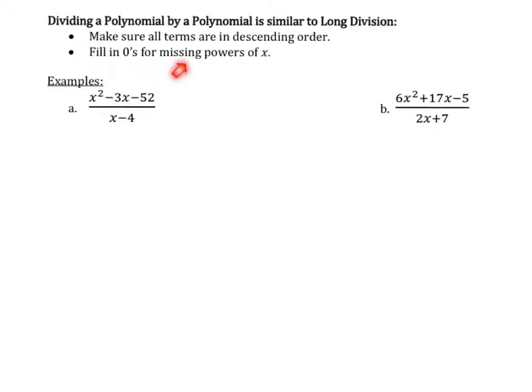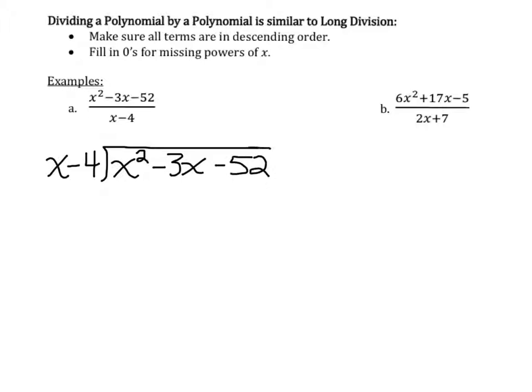The second thing I want to remember is that we're going to fill in zeros for missing powers of x, and we'll see examples like that in class. So let's look at this example using long division. All right, my divisor here is x minus 4. Remember, whatever's on the bottom is your divisor. And my dividend is the numerator.